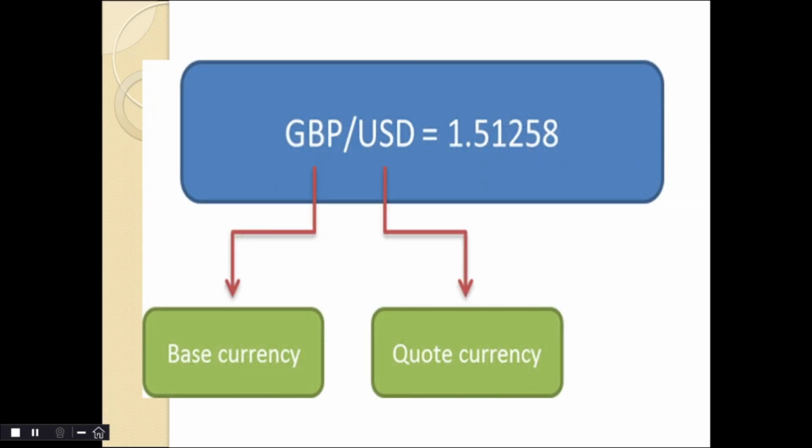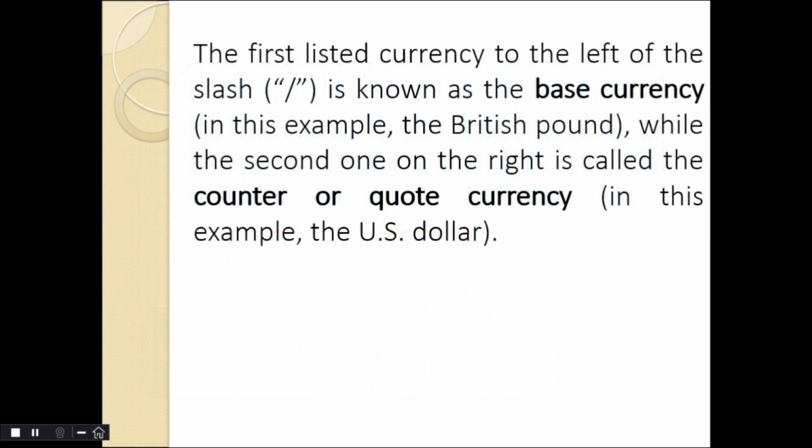Consider, for example, Great British Pound versus USD. If the current price is 1.51258, we refer to the Great British Pound as the base currency and the USD as the quote currency. Well, we have said this over and over. The first currency is the base currency and the second is the quote currency.